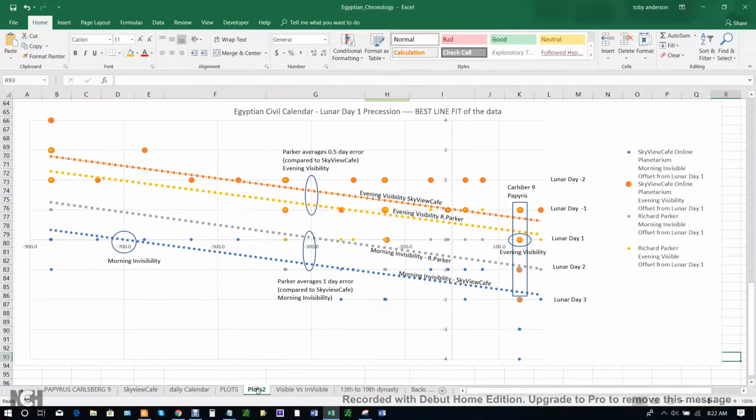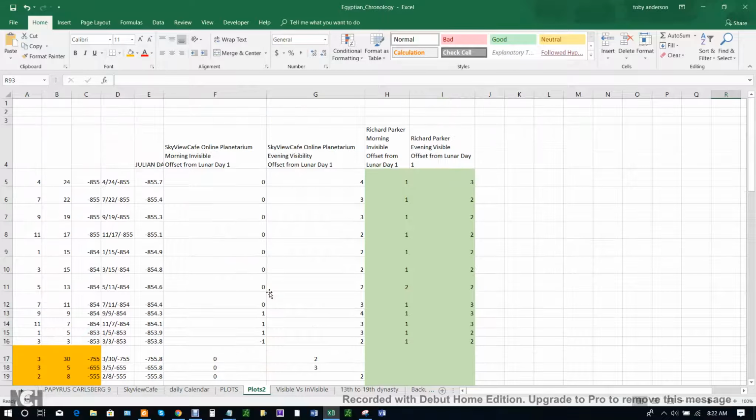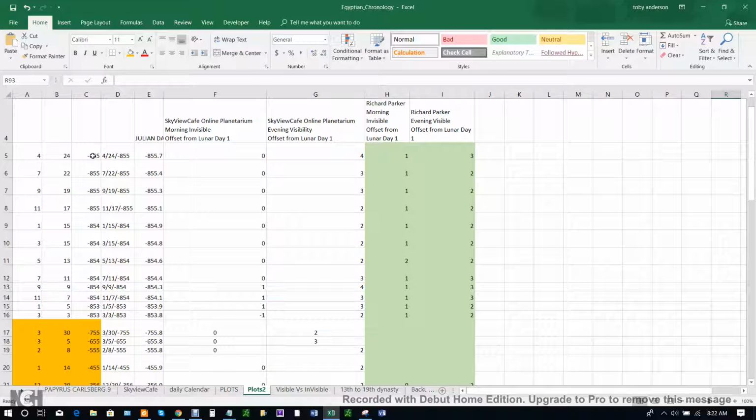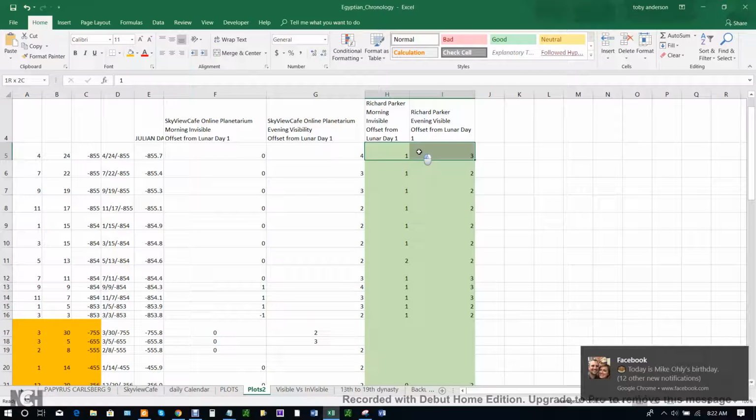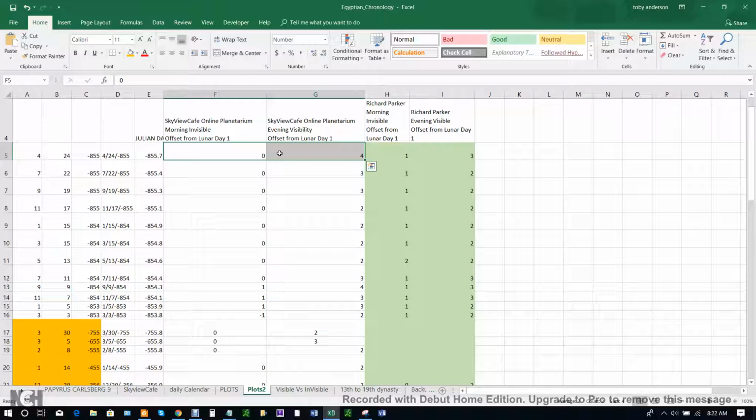I took the data, and what I did was I just took the data from Parker, which is highlighted in green, and then I put in data from the SkyViewCafe, which is an online planetarium, a modern-day computer program.